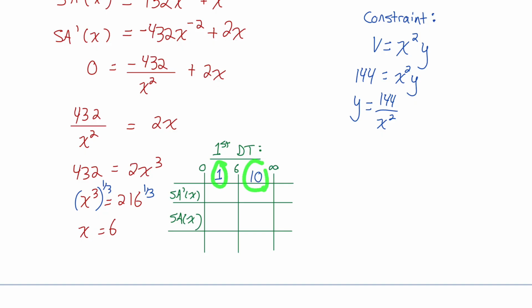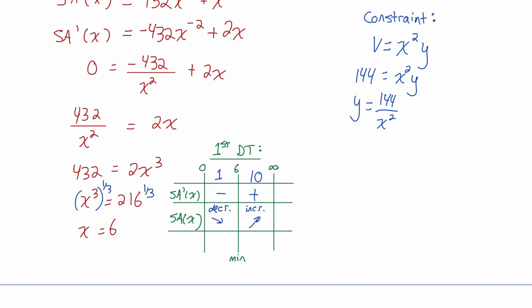I'll take each of those values, sub them into my first derivative, and see if I get a positive or negative answer. Subbing in 1, I get a negative answer. Subbing in 10, I get a positive answer, meaning the surface area is decreasing before 6 and then increasing after 6. So at 6, it was at a minimum surface area. So I can answer the question now.